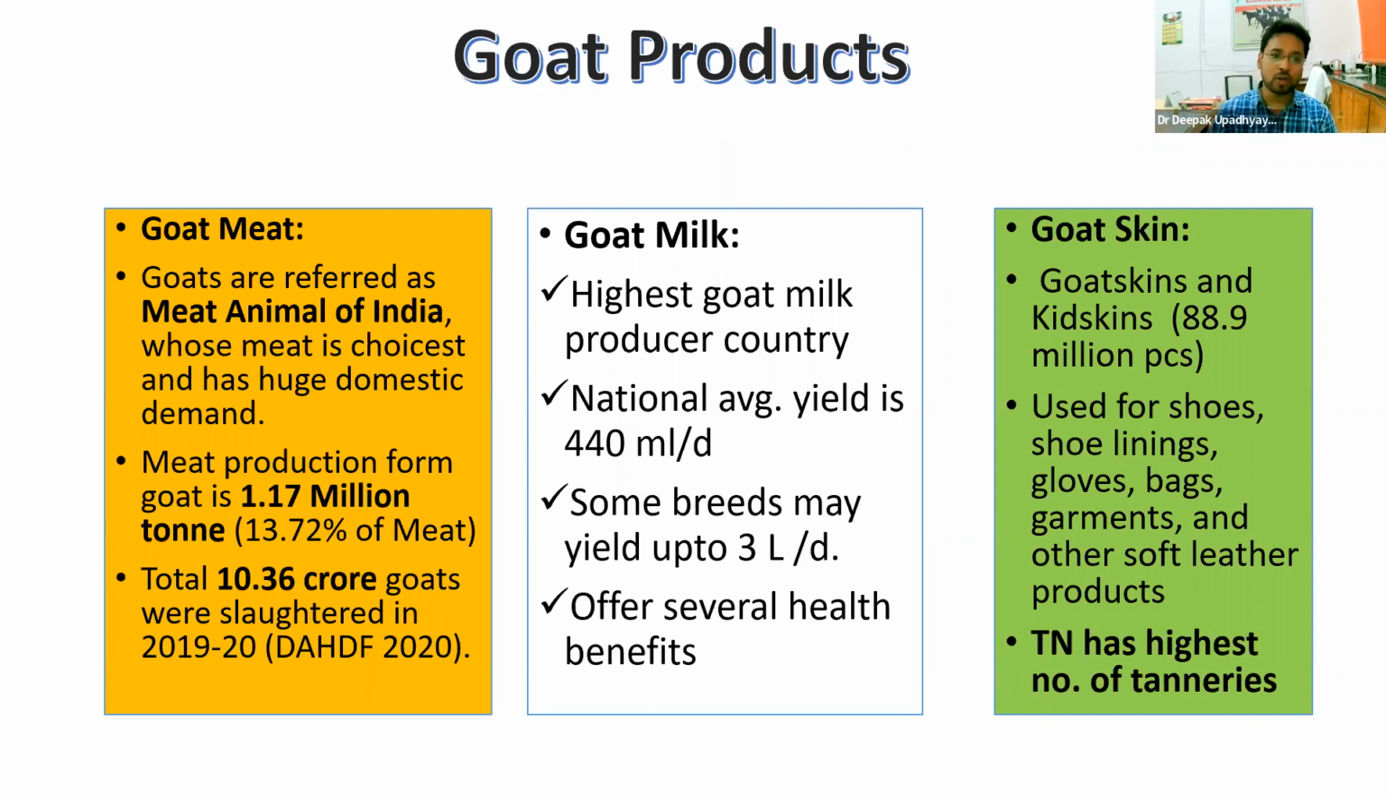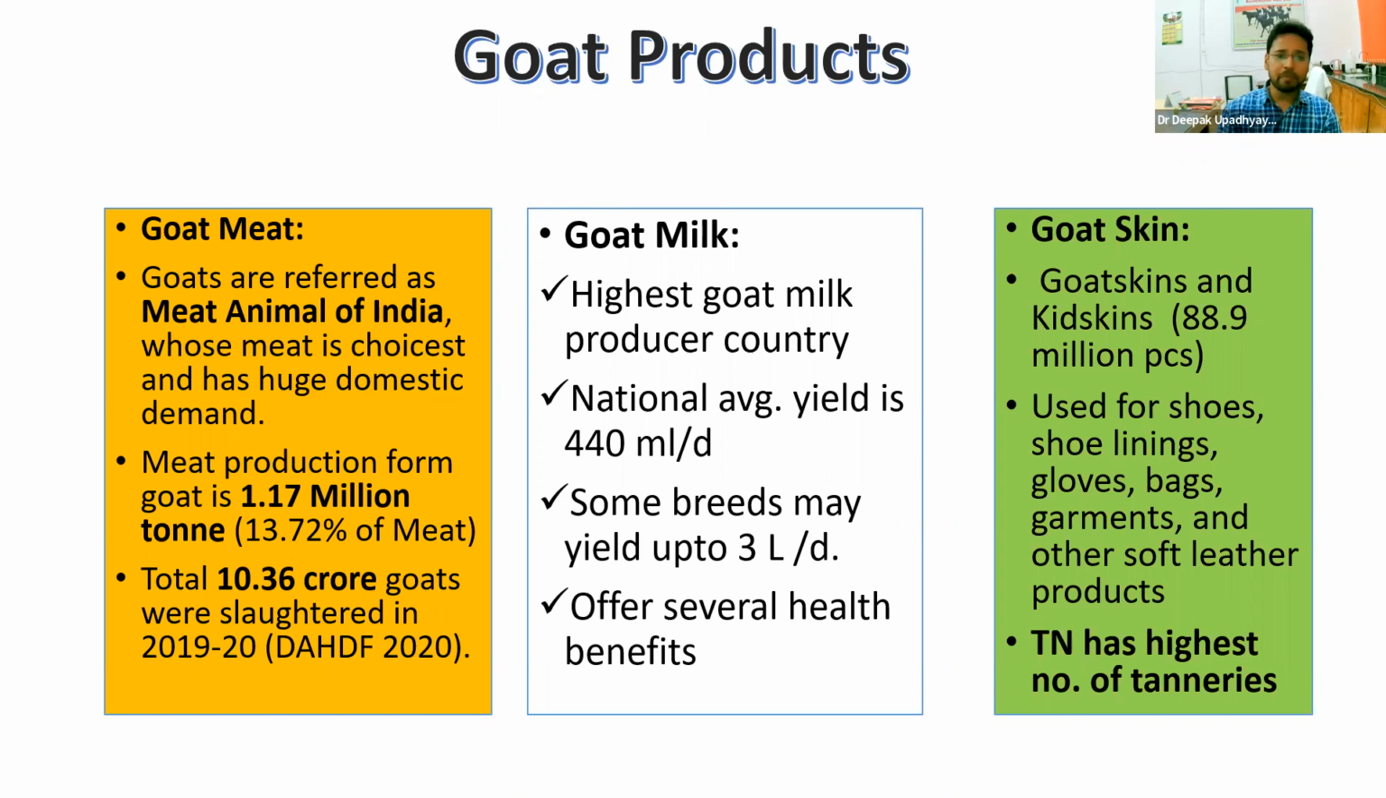Why? Because it is the choicest meat and it has a huge domestic demand. If we see the data, the meat production of goat was 1.17, almost 1.2 million ton. That accounts for 13.72% of meat, including all kinds of meat produced in our country.